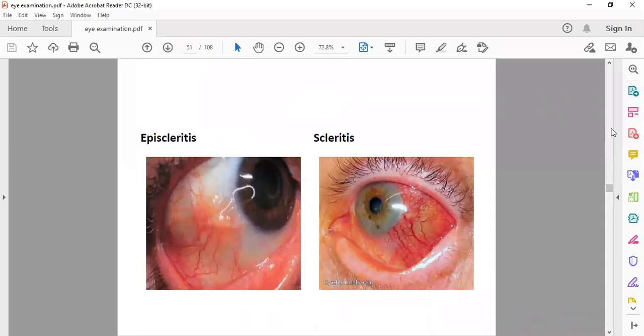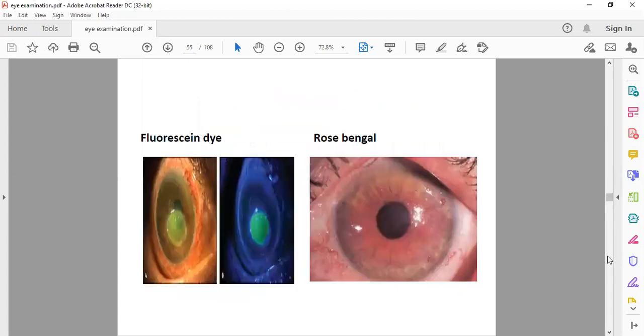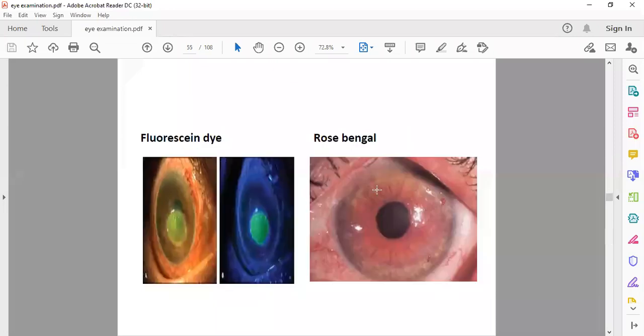This is about the sclera. Then about the cornea, this is called a placido-keratoscopic disc. This is used to see the surface of the cornea. And sometimes, if you are in doubt whether the corneal epithelium is intact or not, you can put a fluorescent dye in the patient's eyes and examine on the slit lamp. The deepithelialized area, where the corneal epithelium is not present, like in corneal abrasion or corneal ulcer, will be stained brilliant green with the fluorescent dye.